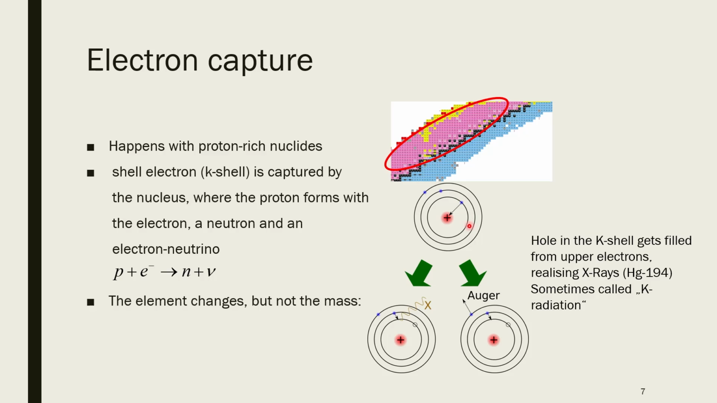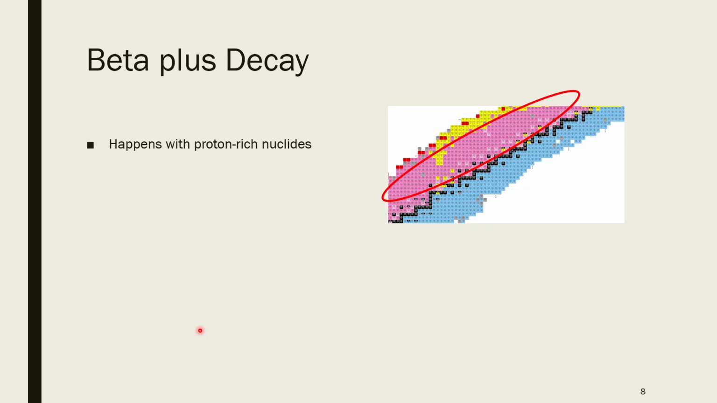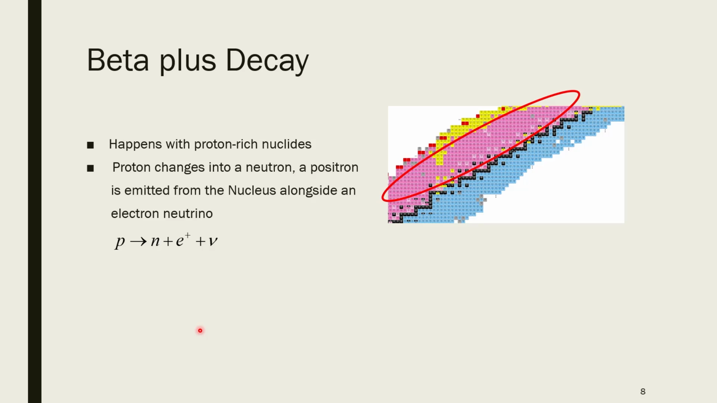The element still changes, but still not the mass. For example, you have mercury-194 that decays into gold-194. You can see the proton number decreases by 1, but not the nucleon number. As another different but similar type of decay, you have the beta plus decay. It also happens with proton-rich nuclides, and in this case, the proton changes into a neutron, and a positron is emitted from the nucleus alongside an electron neutrino.